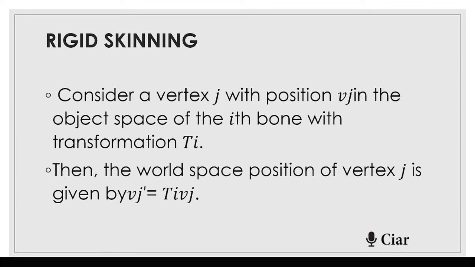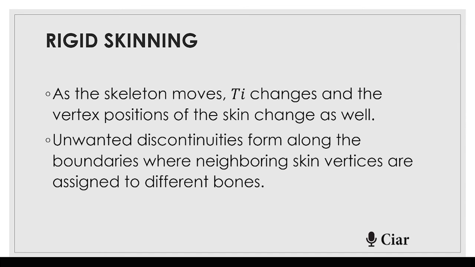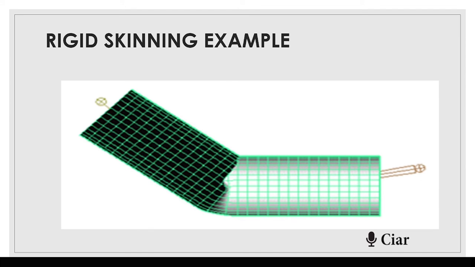Consider a vertex j with position v_j in the object space of the i-th bone with transformation T_i. Then the world space position of vertex j is given by v_j' = T_i v_j. As the skeleton moves, T_i changes and the vertex position of the skin changes as well. Unwanted discontinuities form along the boundaries where neighboring skin vertices are assigned to different bones. Ang skinning ay tinatawag ding vertex blending.